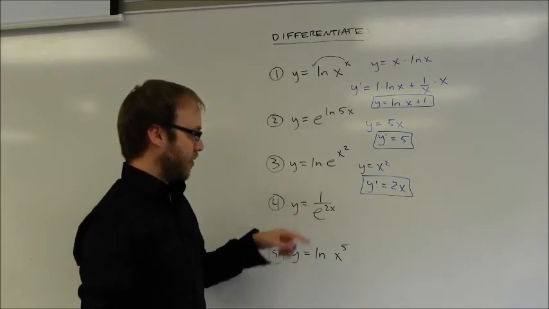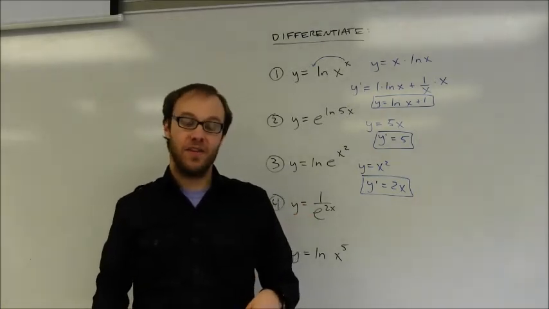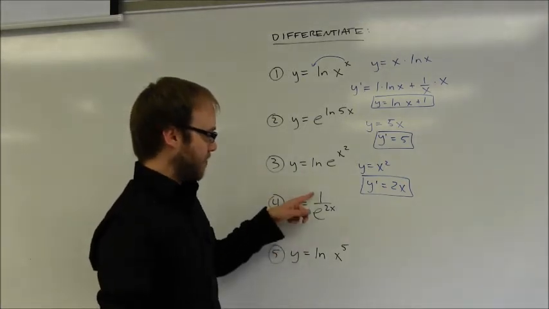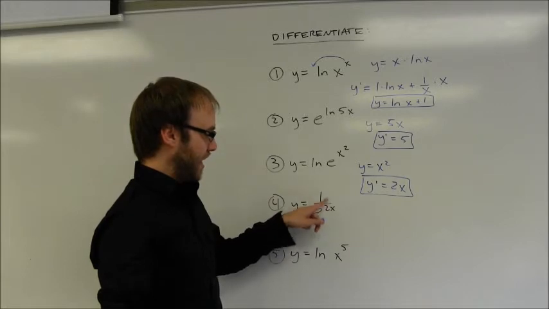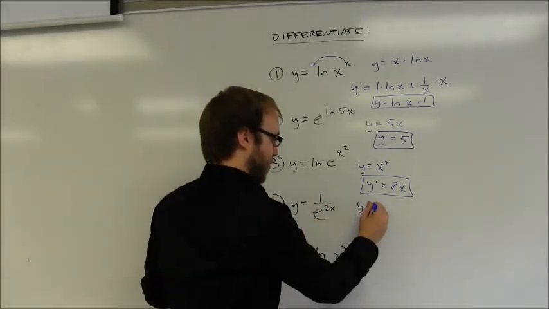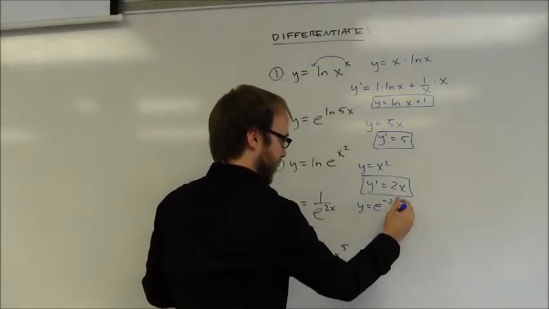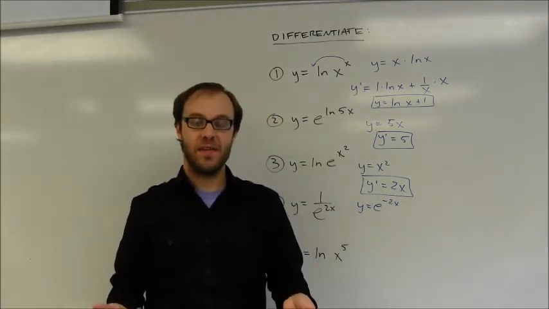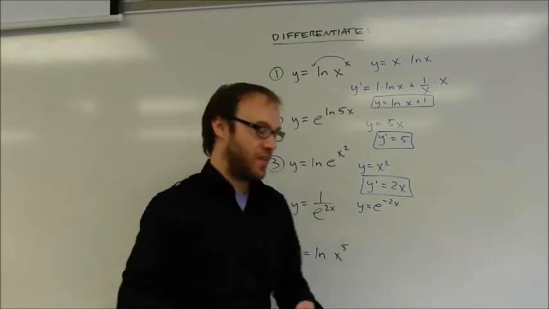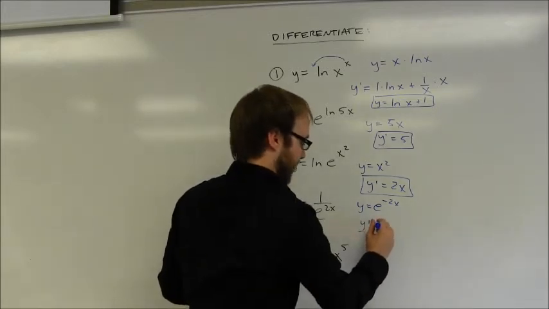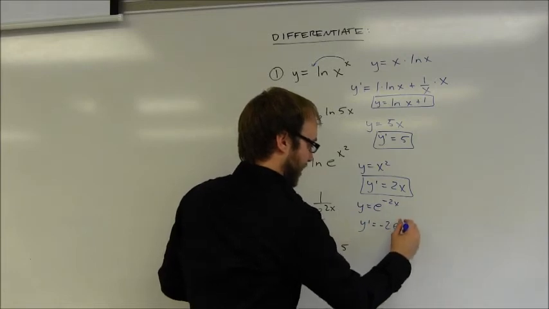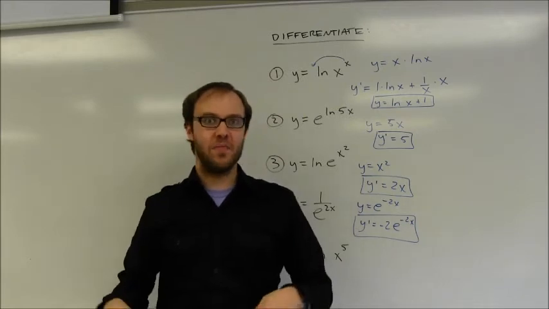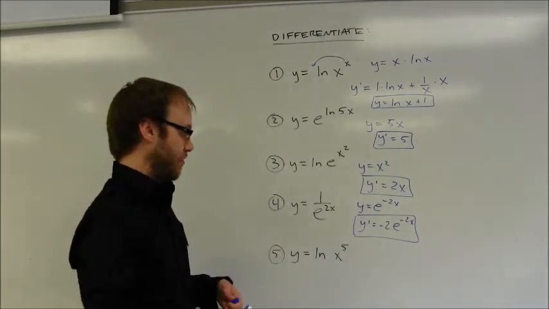Number 4. Again, I can write this in a slightly different form. It looks like a reciprocal derivative. But keep in mind that anytime I have a reciprocal, I can also write it with a negative exponent. I can rewrite this as y equals e to the negative 2x power. And of course, the derivative then of e to a power is going to be e to that power times the derivative of the inside function, which in this case is going to be negative 2 e to the negative 2x. Or you could write that as negative 2 over e to the positive 2x if you wanted to write it back into the other form.